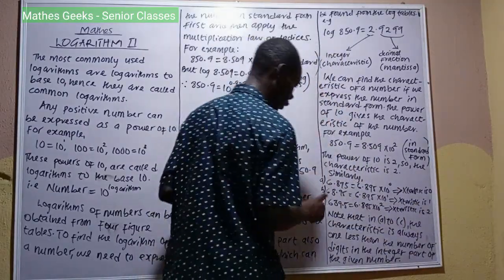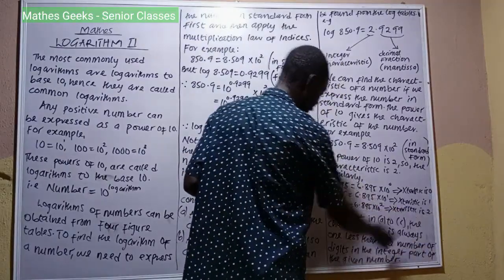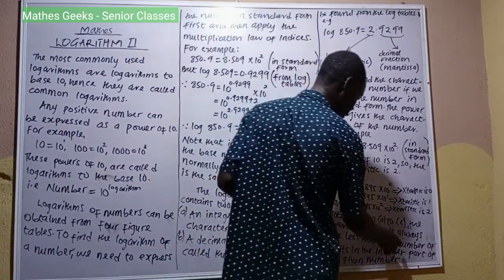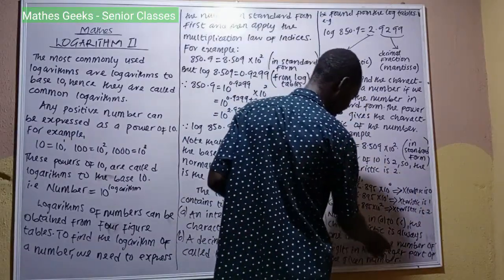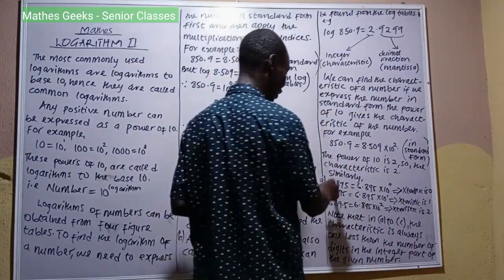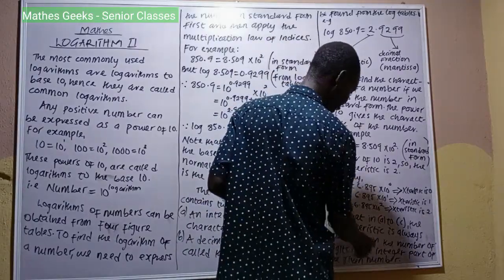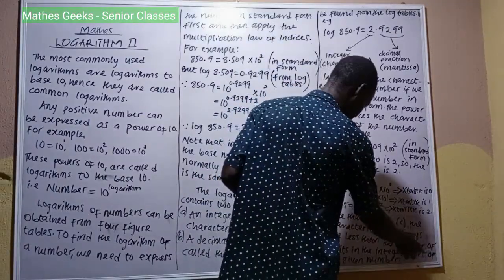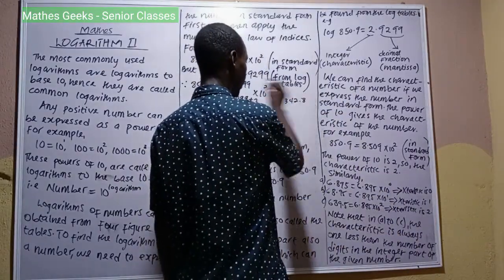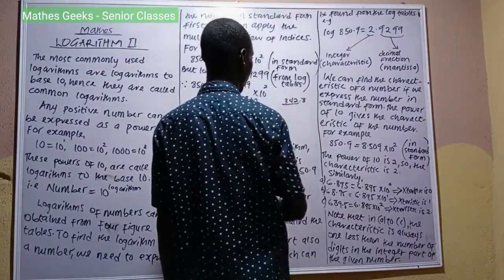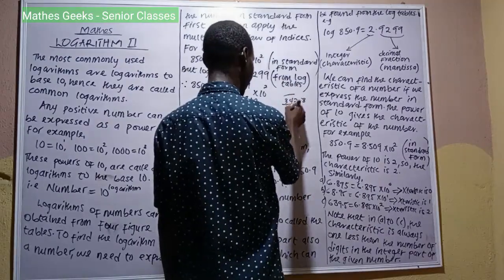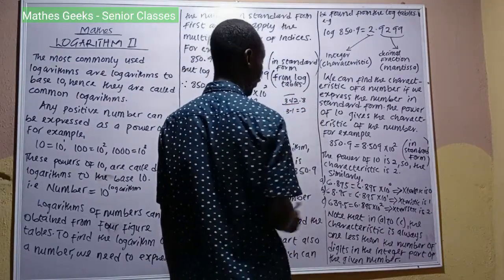So what you need to note is this. Note that in A to C, the characteristic is always 1 less than the number of digits in the integer part of the given number. So if you are given 342.8, this integer part, the whole number part, has 3 digits. So the characteristic will be 1 less than that. Since there are 3 digits, 3 minus 1 will give you 2. So the characteristic will be 2.